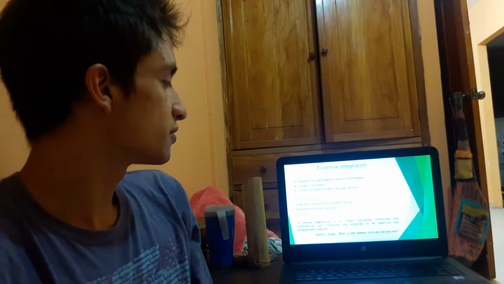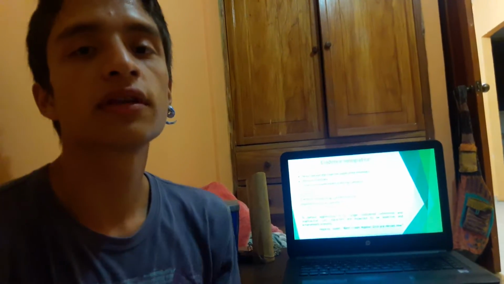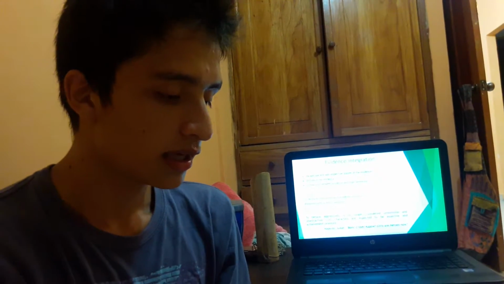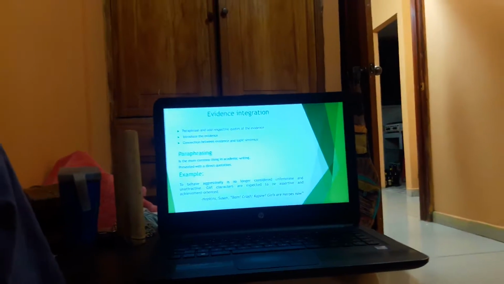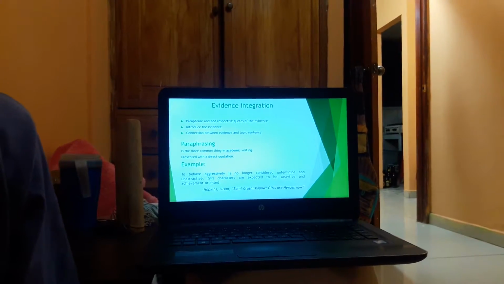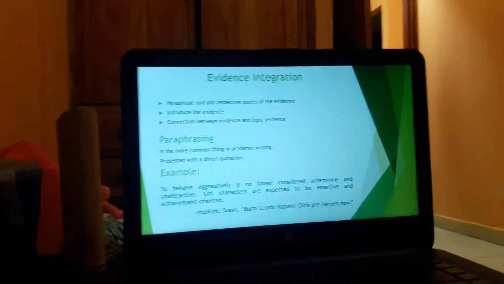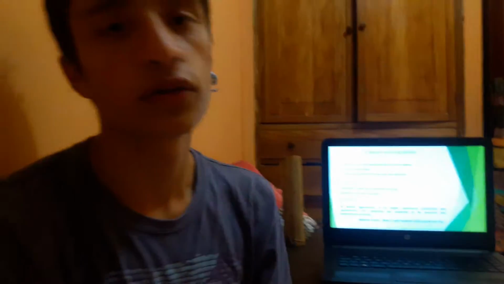For evidence integration, there are three conditions: paraphrase and direct quotes for the evidence, introducing the evidence into the paragraph that you are writing, and the connection between the evidence and the topic sentence. For paraphrasing, which is the most common thing in academic writing, you need to present the evidence with a direct quotation or with a paraphrase and say the name of the author, as we watched in other units.